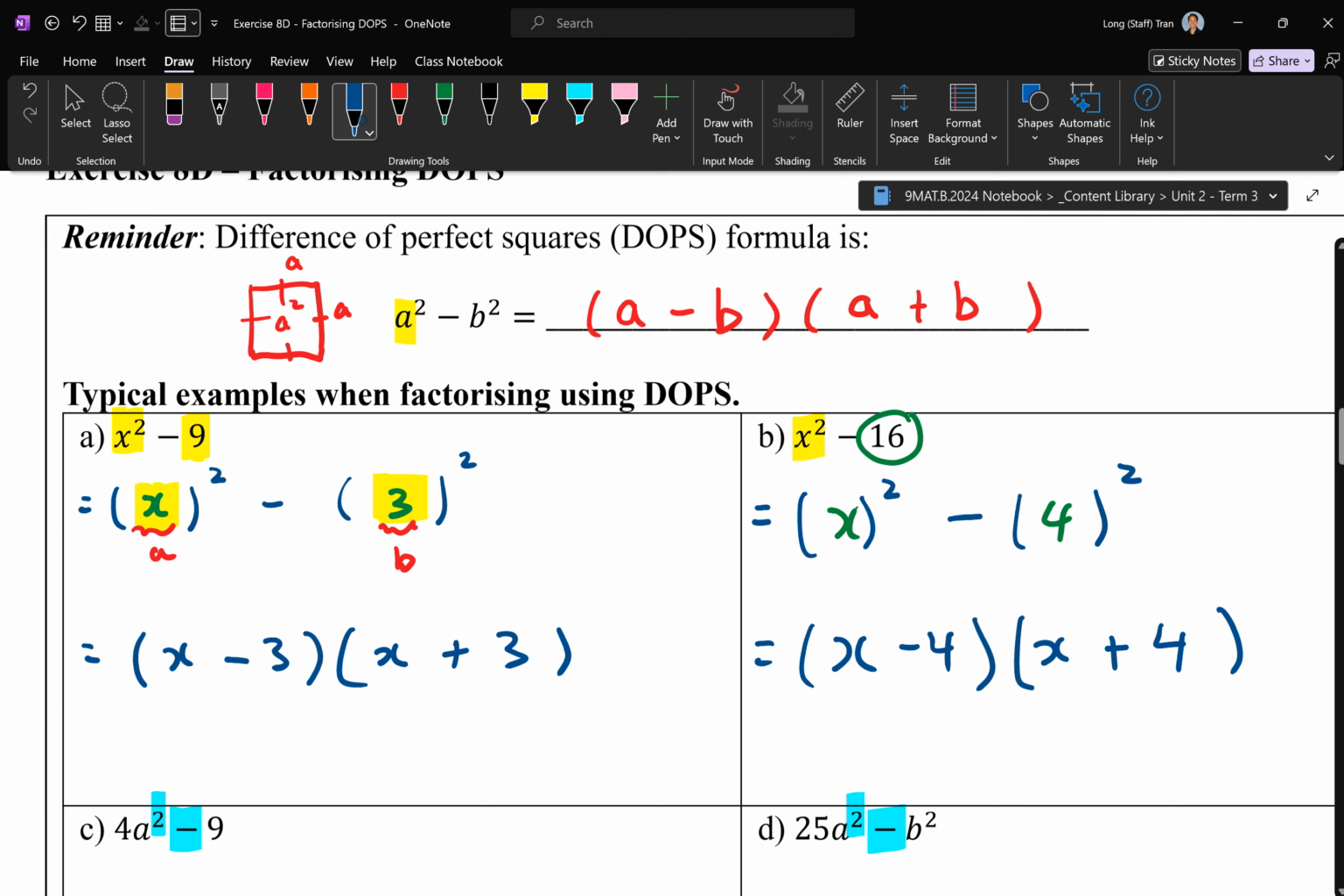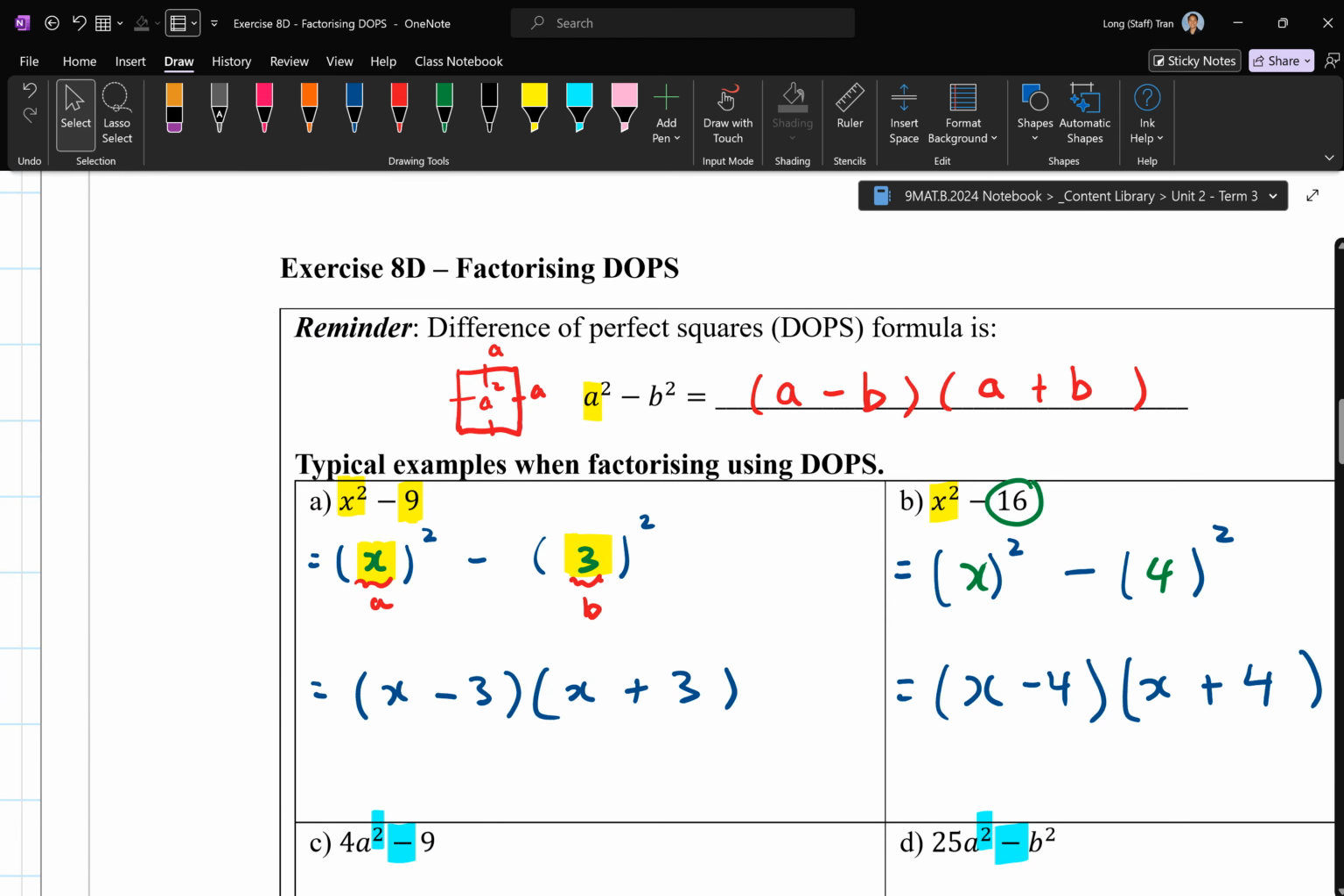So far, so easy? What's the pattern? When it's 9, it's 3. When it's 16, it's 4. So it's x minus 4, x plus 4. Within 10 seconds, you should be able to do these in your head. What about x squared minus 25? What should the brackets be? X and 5. So it should be x minus 5 and x plus 5.